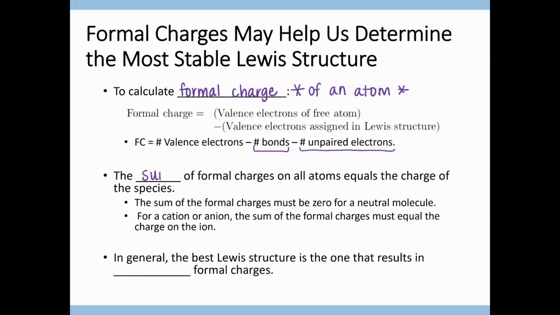So the sum, remember we calculate formal charge for an atom. If you add together all formal charges for all atoms in a molecule, that will equal the net charge of that molecule. So if you have a neutral molecule, then the sum of all formal charges is 0. If you have, for example, NO3 minus, the sum of all formal charges will be -1. So the best Lewis structure, if you can draw multiple for a molecule, meaning the most stable Lewis structure, the one that contributes most to the hybrid, is the one that results in minimum formal charges.